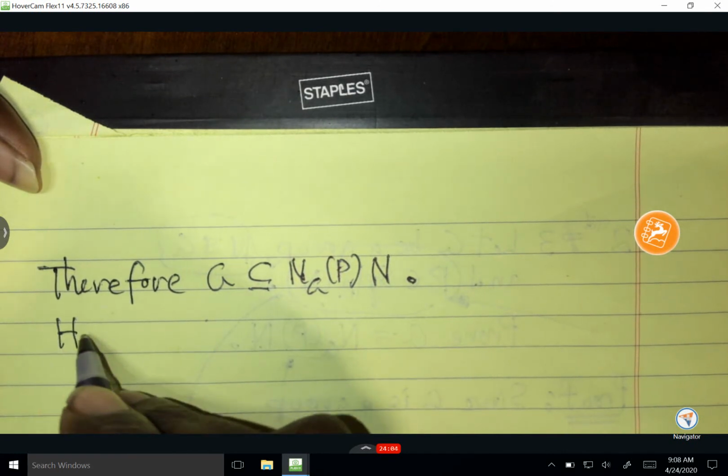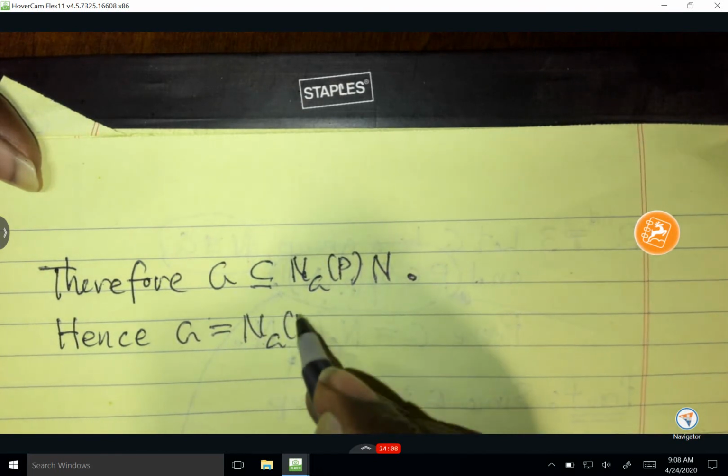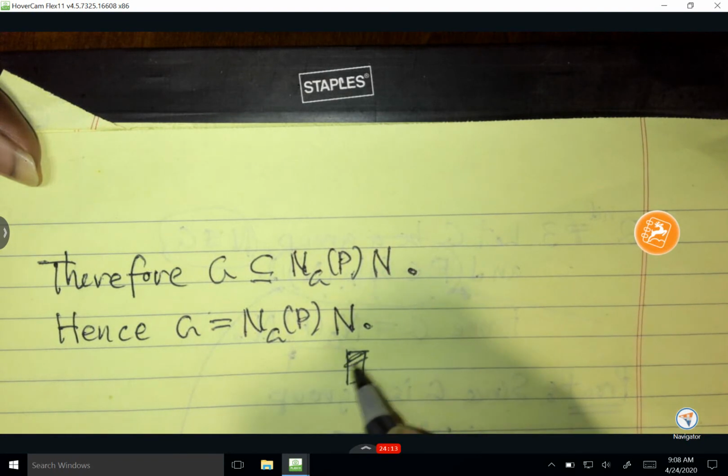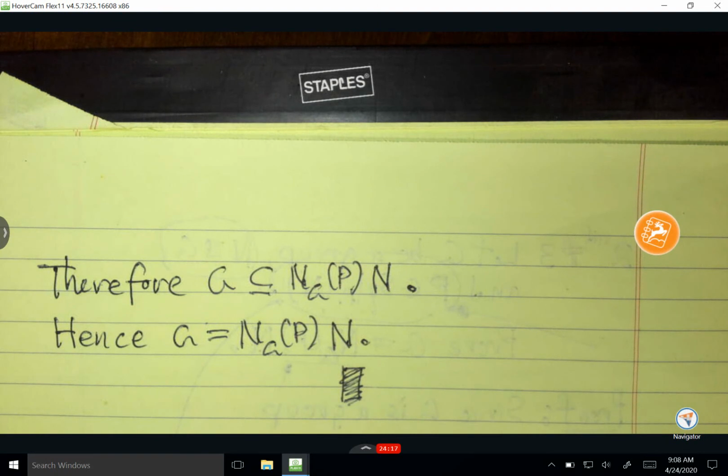So hence, G is equal to the normalizer in G of P times N. And you can put your little square box there. Okay? So try the rest of the problems on your own more before you ask a question. But you can still ask questions. Don't be scared. Okay, but try them more.